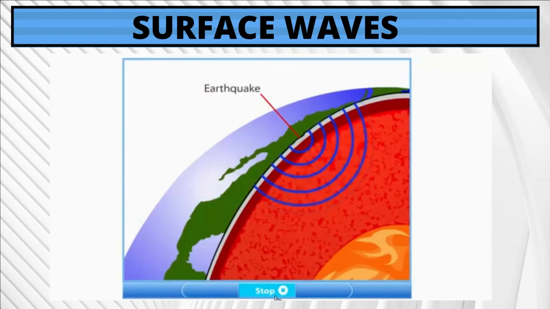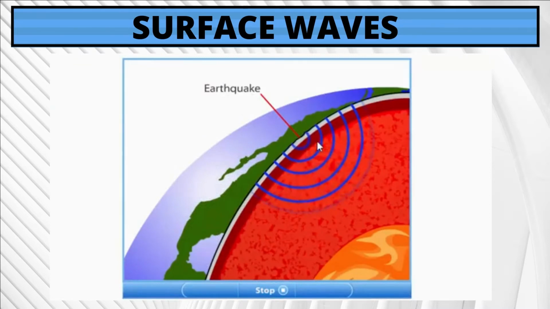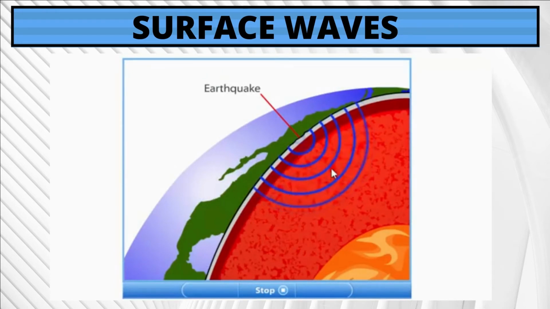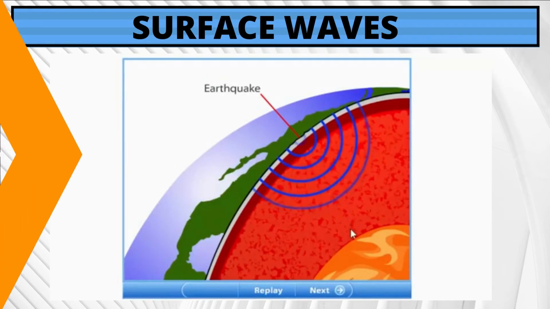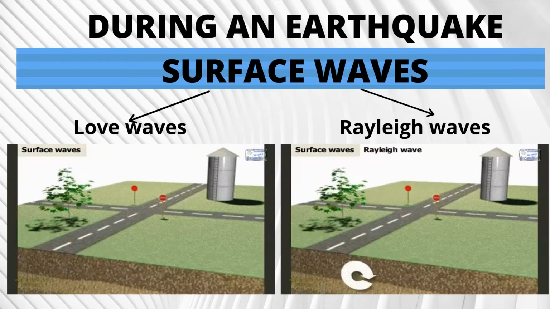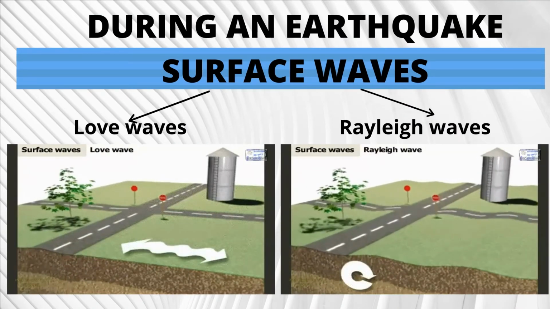Tandaan, hindi nakakapag-penetrate ang surface waves sa interior ng Earth. Ito ay nananatili lamang sa ibabaw ng Earth tuwing may malakas na paglindol. Narito naman ang halimbawa ng Love waves at Rayleigh waves kapag lumilindol.